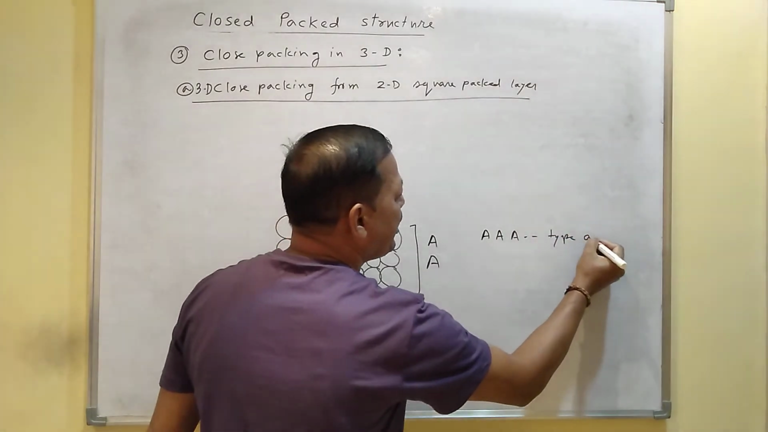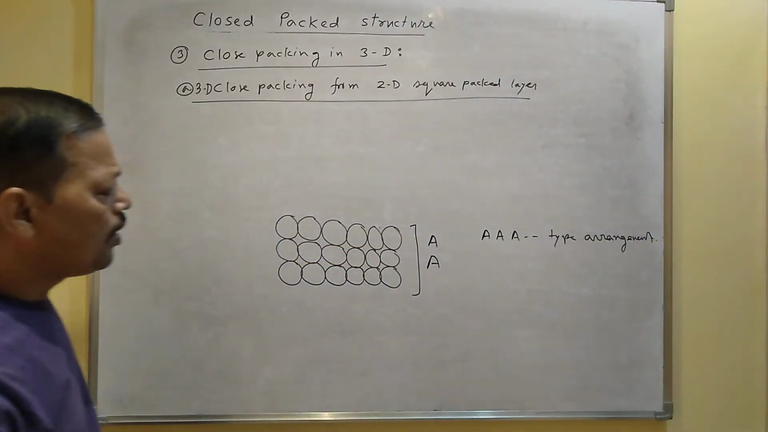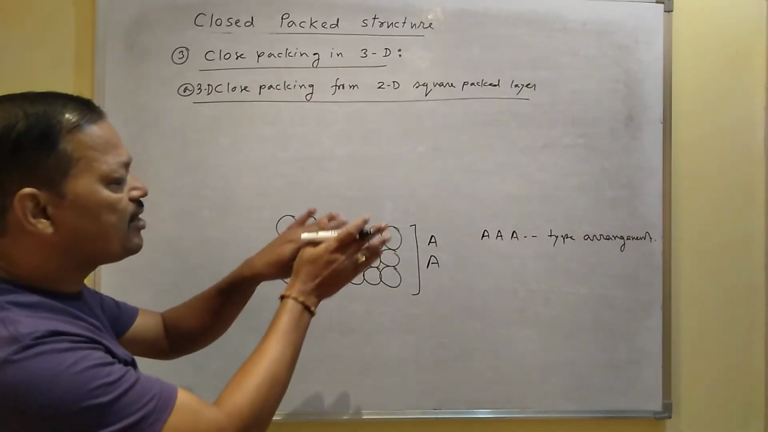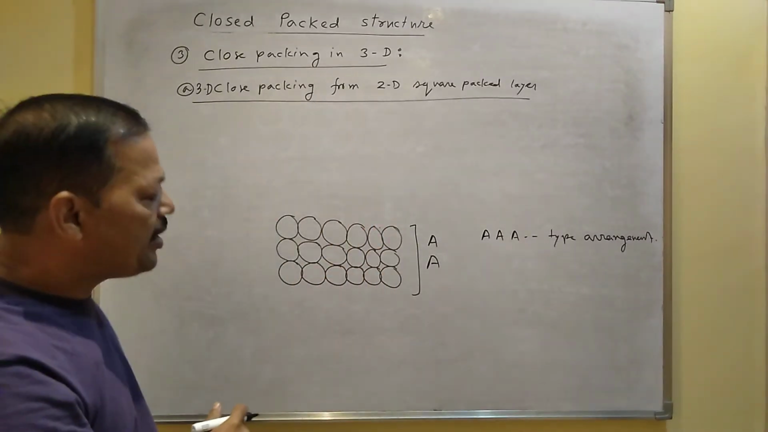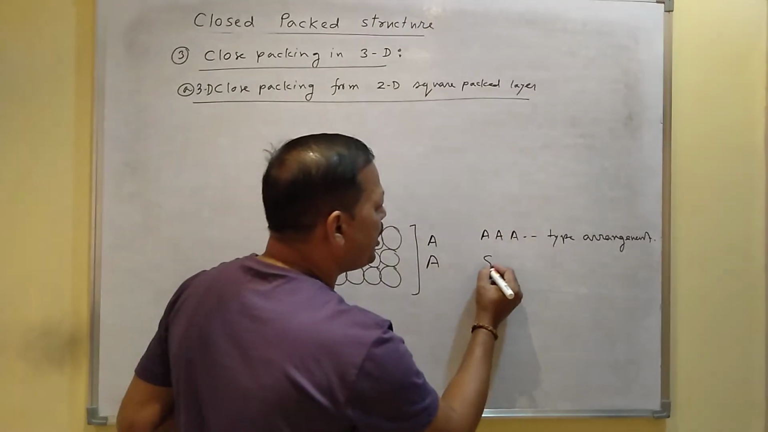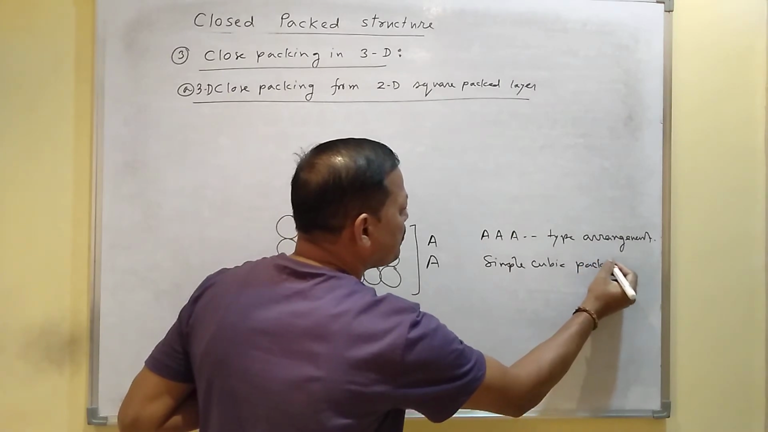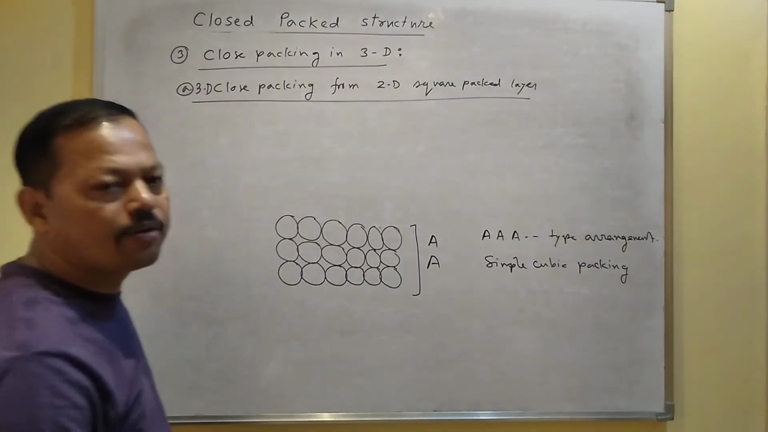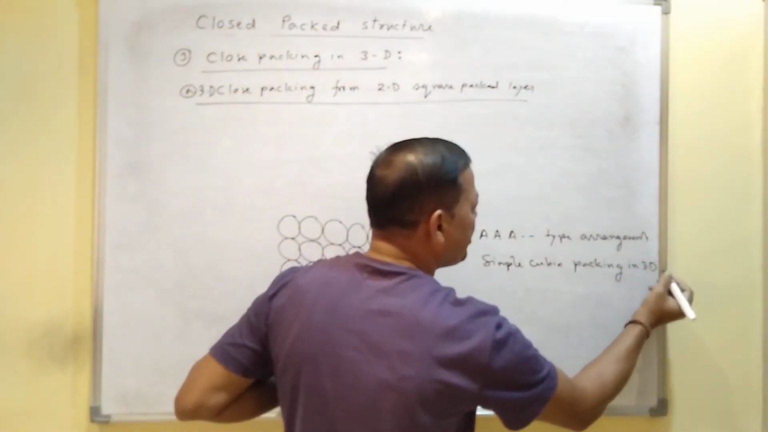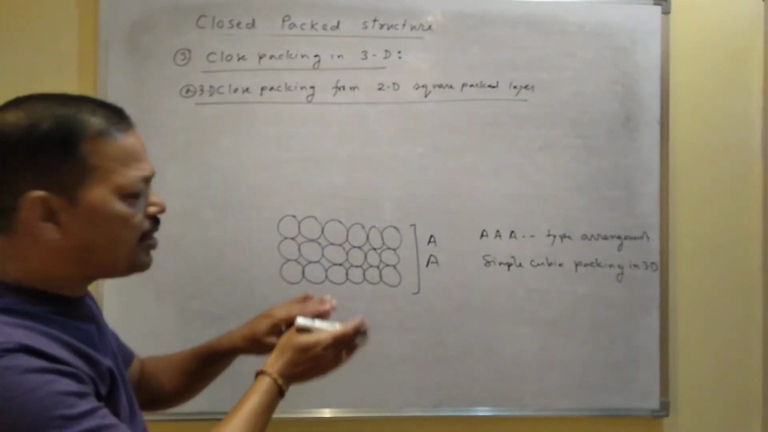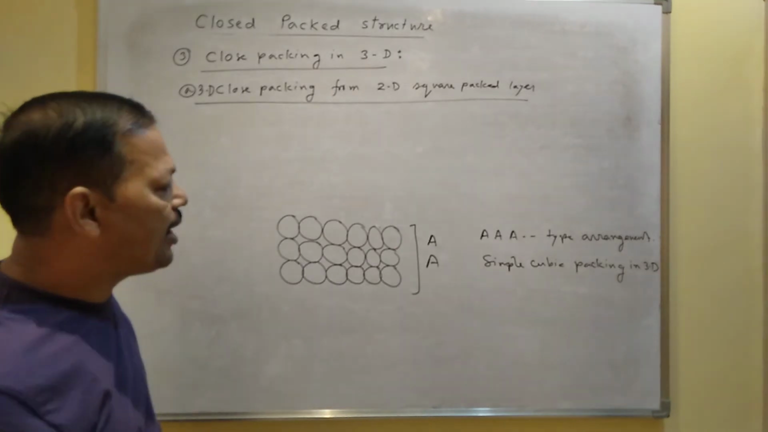In this type of packing, after placing the second layer, third layer, fourth layer, the whole structure turns out to be a cubic structure, and that's why this type of packing is said to be simple cubic packing in 3D. This is one of the packings in 3 dimensions. I have shown 2D only, but you imagine that another layer is placed above this, another layer is placed above the second layer, and so on.